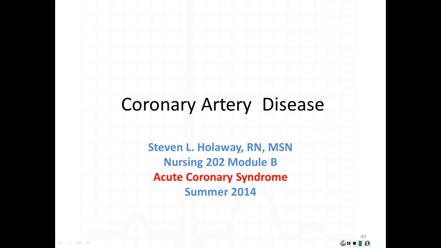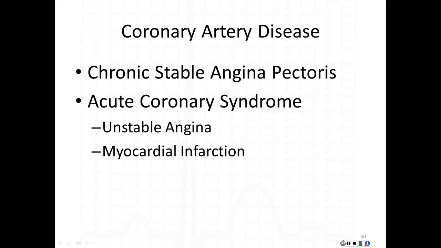We're going to be discussing coronary artery disease and acute coronary syndrome. This is part of Module B for Nursing 202. Coronary artery disease can be broken down into two sections: chronic stable angina pectoris and acute coronary syndrome. Acute coronary syndrome is then broken down further into unstable angina and myocardial infarction.